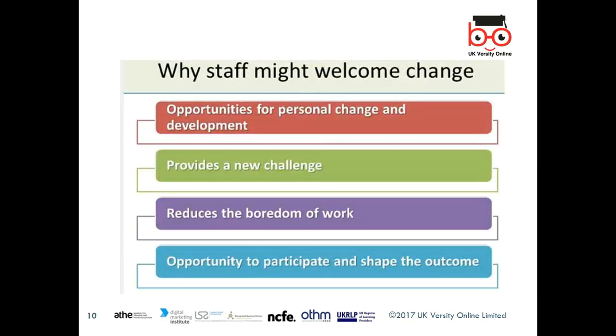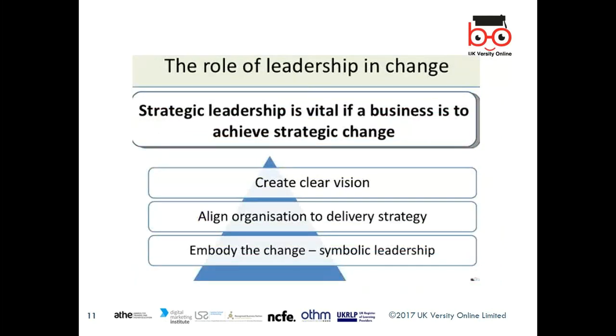So why might staff welcome the change? Sometimes people hate the change, but sometimes people accept it because they see an opportunity for personal change and development, a new challenge, reduced boredom at work, and the opportunity to participate and shape the outcome. So in all this, the role of leadership is key.